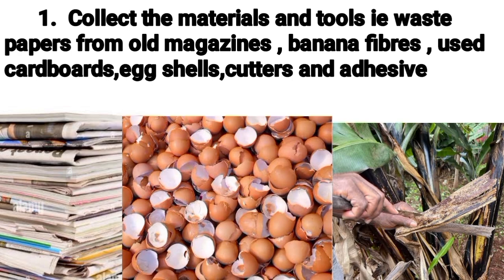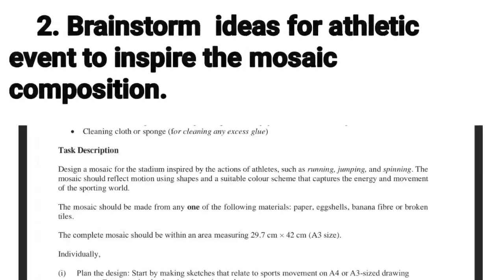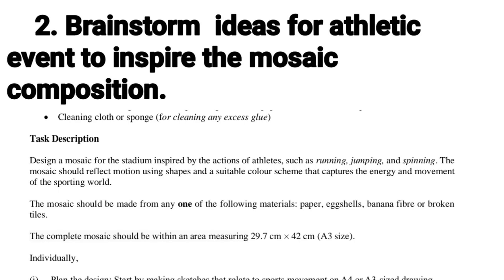Point number 2, after coming up with the material, brainstorm an idea for an athletic event to inspire the mosaic composition. And remember, in this NEC project, we have already been given an idea, so that the athlete can be jumping, can be in motion. So there is no need for us to brainstorm again, because the NEC examiners have already given us the idea that we are going to use when creating the mosaic composition.